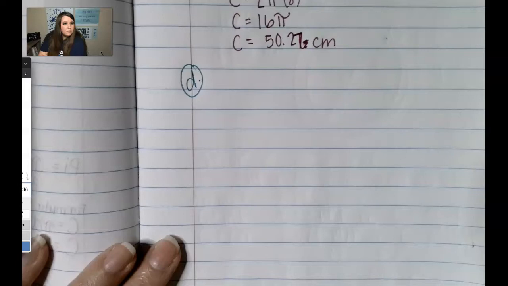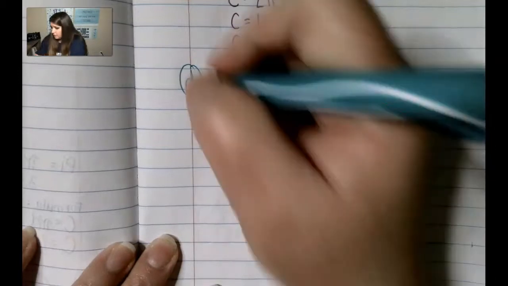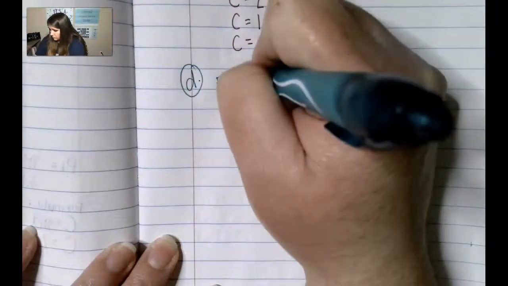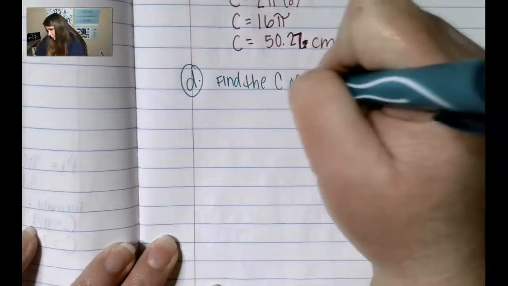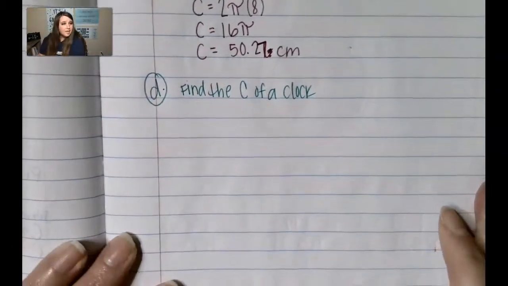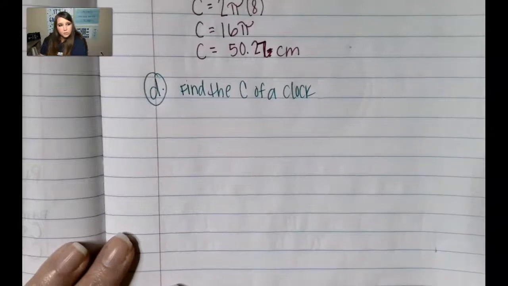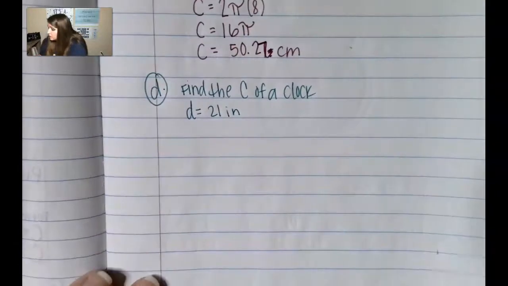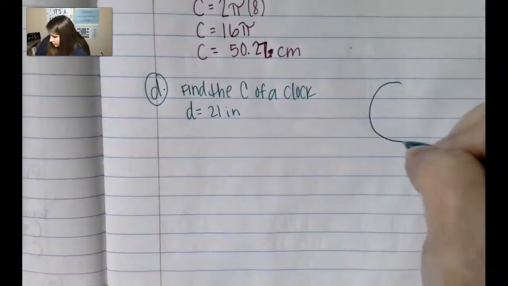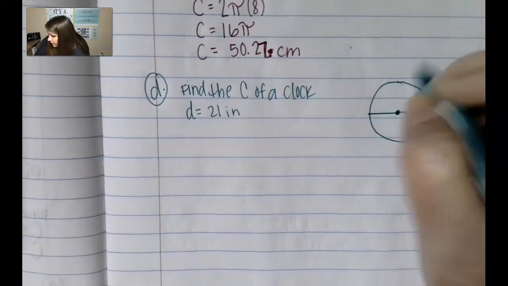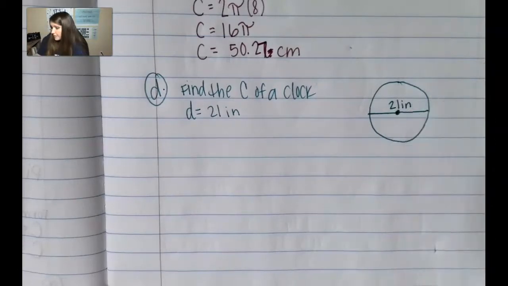We have the circumference of a clock. So they want us to find the circumference of a clock. And on the circumference of a clock, the information that they give us is that the diameter equals 21 inches. So we can, again, draw a picture of a clock, and we know diameter is all the way across the center. So that equals 21 inches.